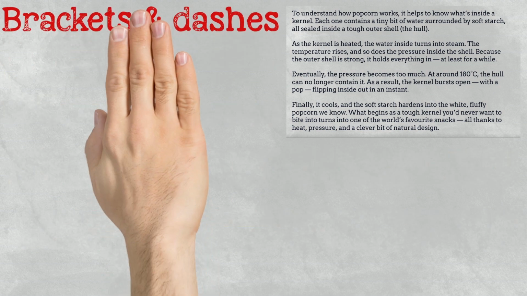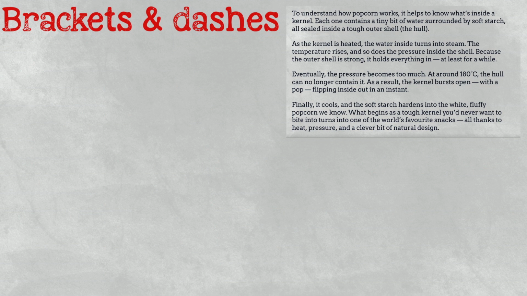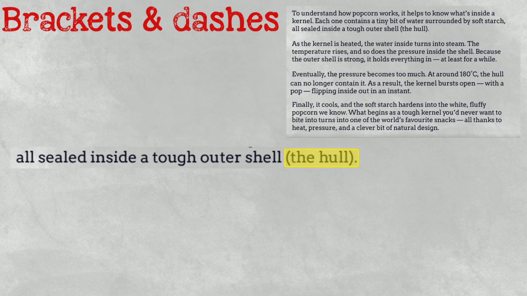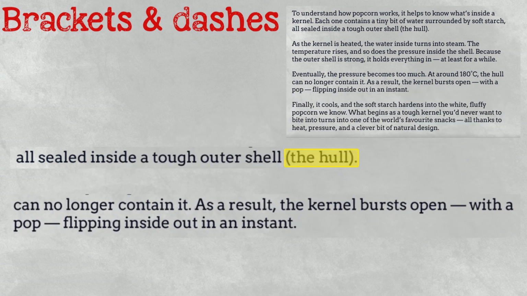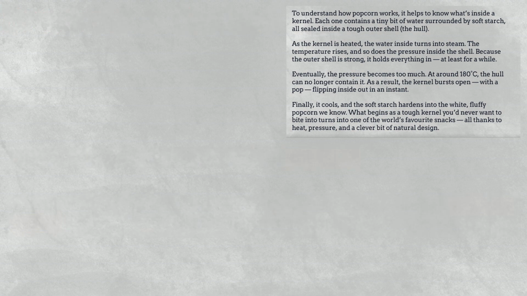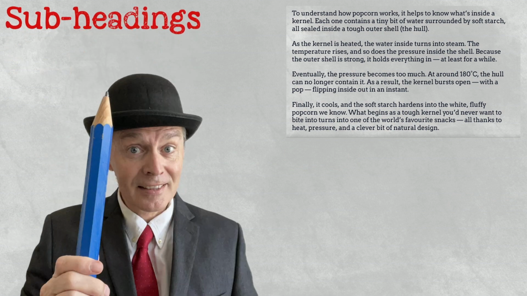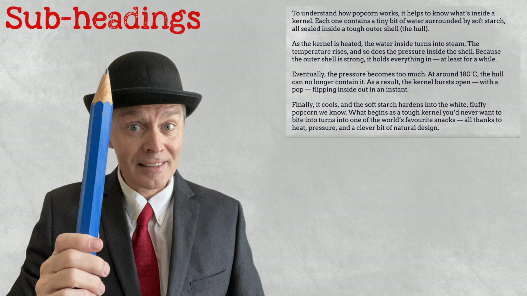I've used brackets and dashes to explain technical words, like the hull, or to add extra detail, like with a pop, although it's important to remember not to overuse them. And, whilst I didn't use them in this example, subheadings can also be helpful when writing longer explanations, especially when you want to break the process into clear stages.